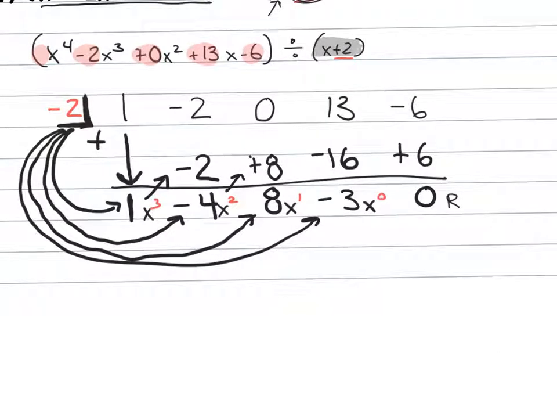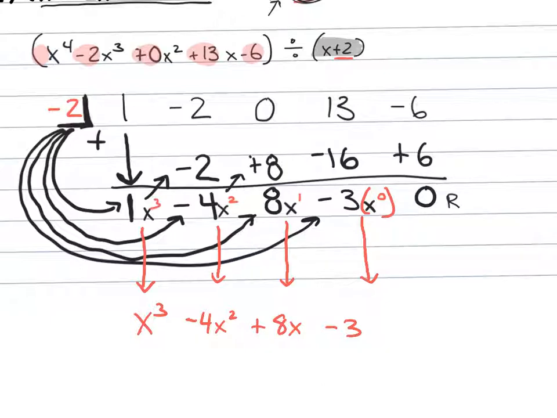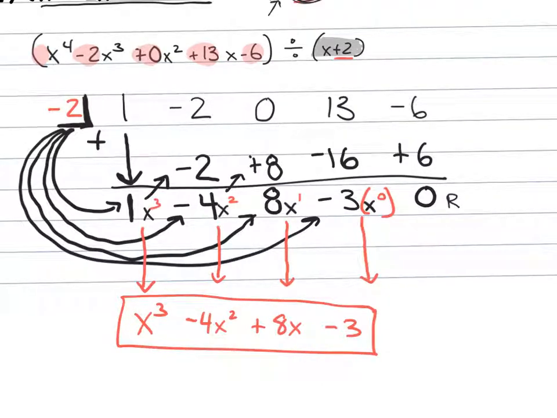And our work is basically done because what is 1x to the third the exact same thing as? X to the third. And what is negative 4? Well, that just ends up negative 4x squared. That can't be simplified anymore. What does 8 times x to the first power end up as? What does negative 3 times x to the 0 power equal? 1. Negative 3 times 1 is negative 3, because remember, this part right here ends up as a 1. And there is no remainder. That is all the division done right there.